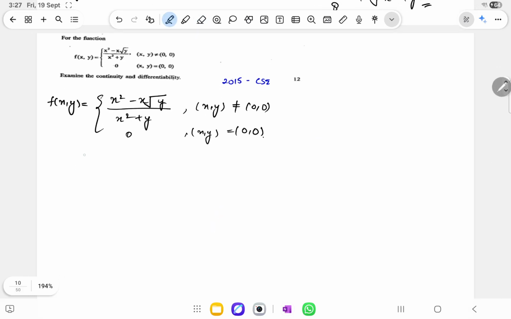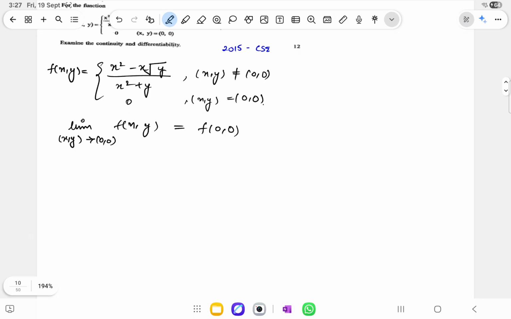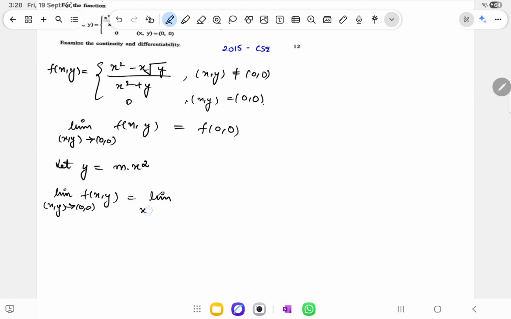So to disprove it, we'll be using this: whenever x comma y approaches 0 comma 0, f(x, y), if it is continuous, then this thing must hold. So if we can show that for some path there exists a path for which this doesn't hold, we'll be good to go. So let us assume that y is equal to m times x square. So our limit as (x, y) approaches (0, 0) of f(x, y) will be equal to the limit as x approaches 0 of f(x, mx square).